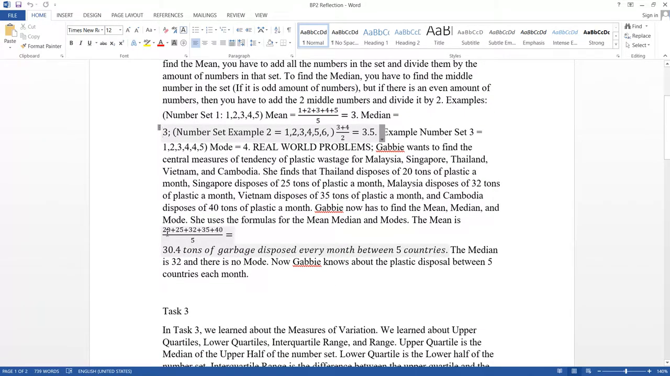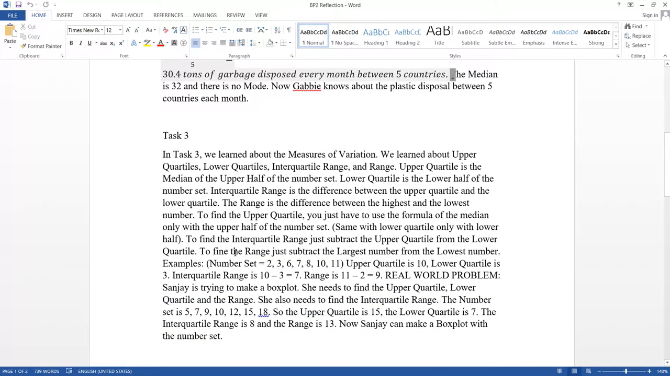So for the mean, 20 plus 25 plus 32 plus 35 plus 40, divided by 5 since there's 5 numbers, which equals 30.4 tons of garbage disposed every month between the 5 countries. The median is 32 since it is in the middle, and there's no mode because there's no repeating number.